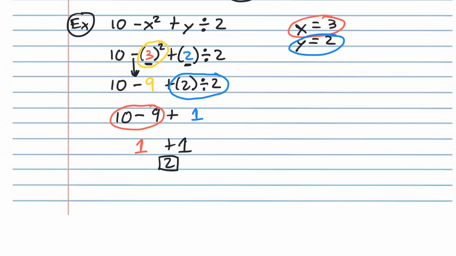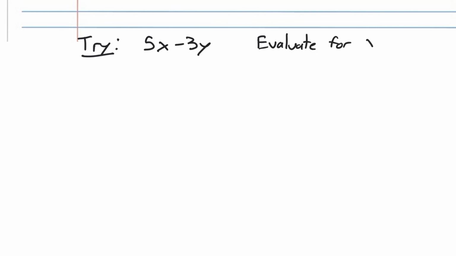All right, now I want you guys to try one on your own. Okay, so I'm going to give you 5x minus 3y, and I want you to evaluate for x equals -3, y equals -2. Okay, go ahead and pause the video at this point, work through it, and then press play, and you can check your answer.